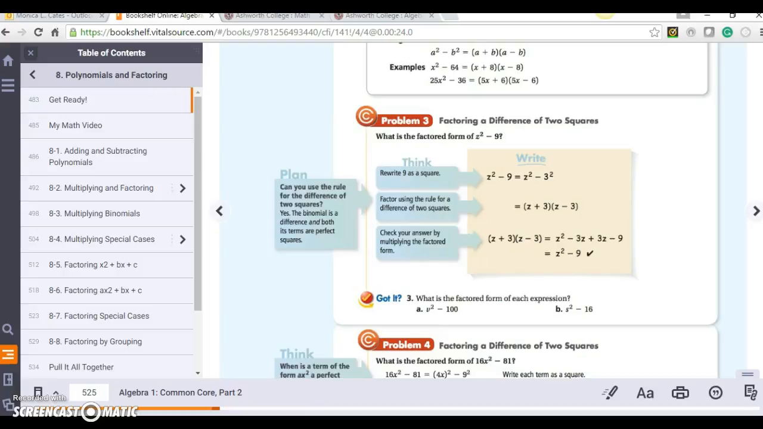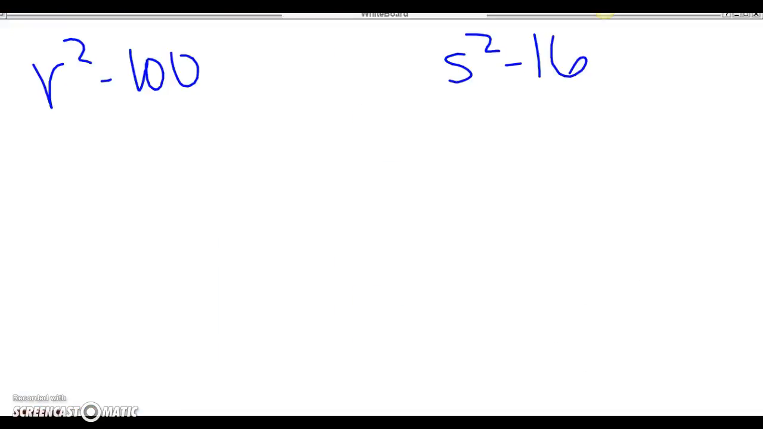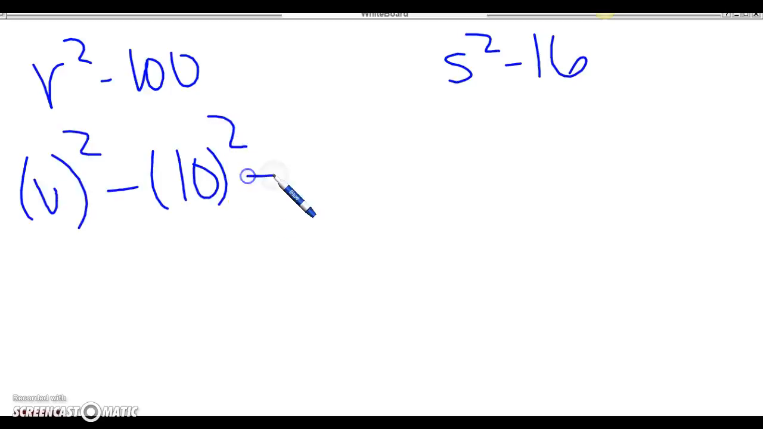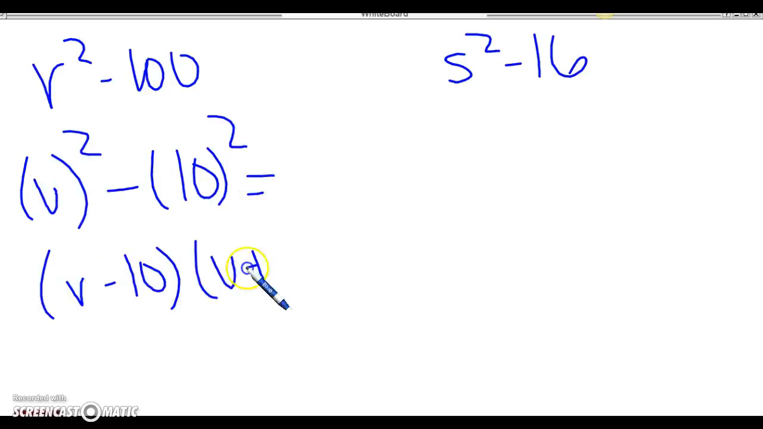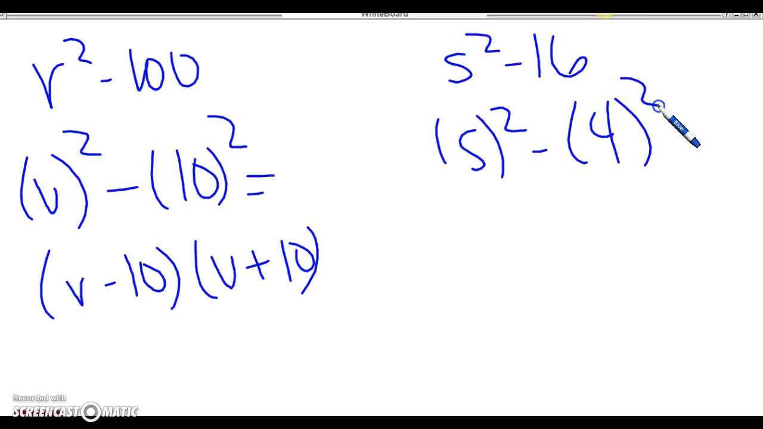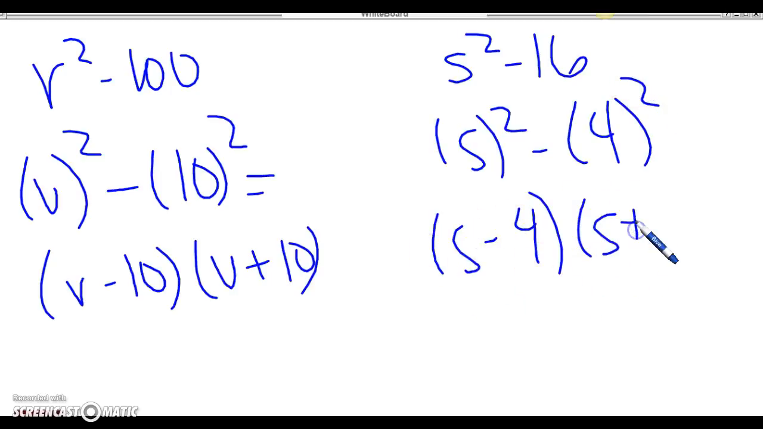So let's look at what I have on my whiteboard for the got it. So I have v squared minus 100. I know that I can take the square root of v squared, and I can take the square root of 100, which is 10. And so that means I can rewrite it as (v minus 10) and (v plus 10). Order does not matter. Same thing here, s squared minus 4 squared gives me (s minus 4) and (s plus 4). I hope this helps.